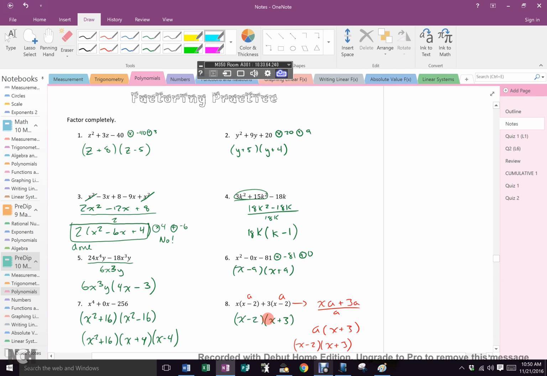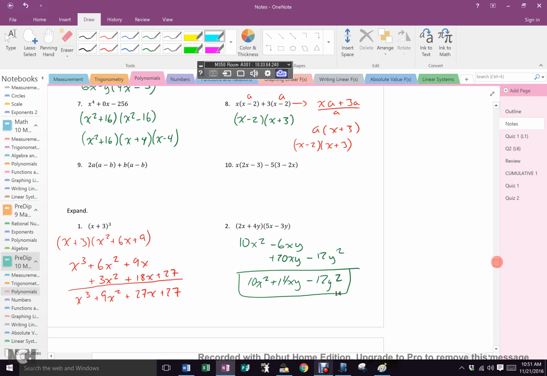So there is 1 through 8. I'll leave it sit for a minute so you can check it at home. Pause it and check your work against it. And then I've had requests to do number 9 and 10.